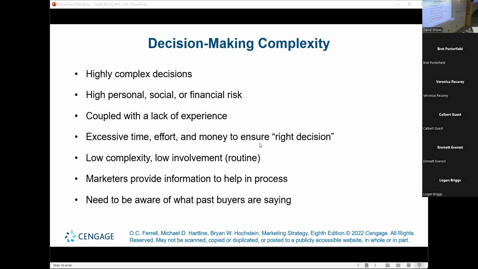However, with low complexity and low involvement, okay, that's why shapes and colors are so vital when it comes to going through the checkout line. You use those information cues as a way of making choices, because you don't want to go through anything else. So there are certain pieces of information, however, that you want to make sure help the product, and you just need to be aware of what consumers are saying.